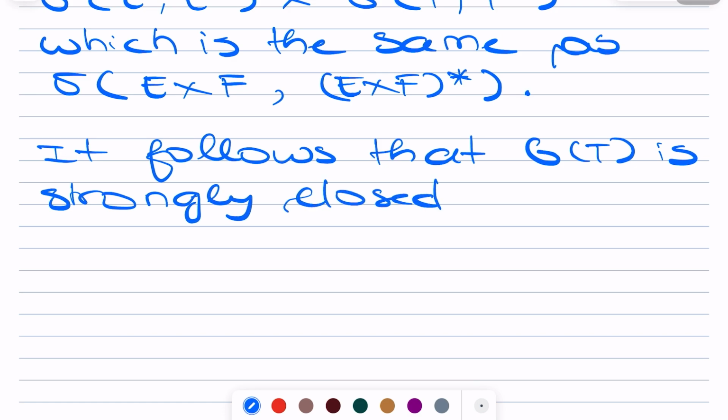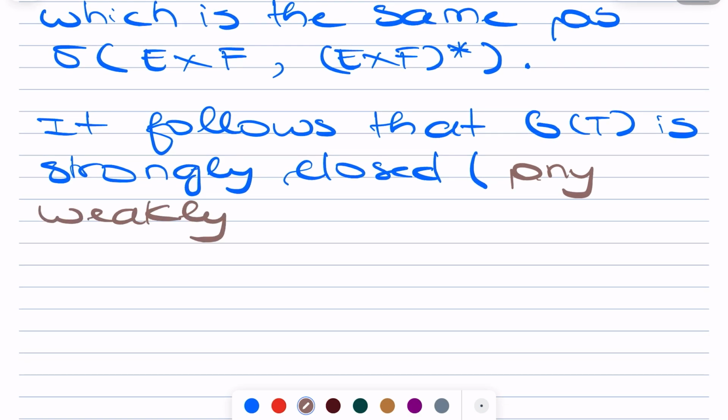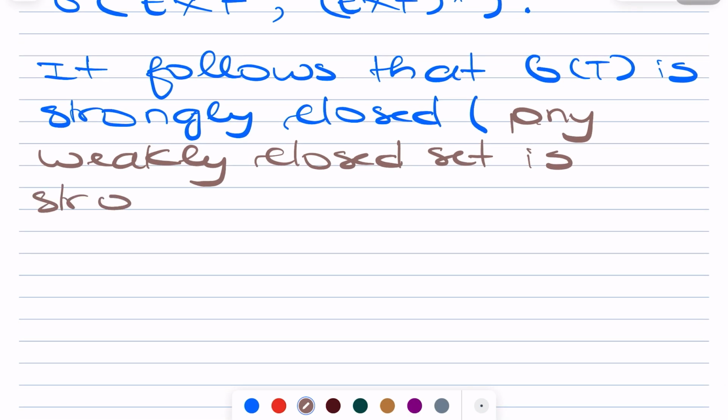because always remember that any weakly closed or open set is strongly closed or open. You should always keep in mind that the weak topology is coarser than the strong topology. Strongly closed. Because the graph of T is strongly closed, we conclude with the help of the closed graph theorem that T is strongly closed, because T is linear. That's why I said at the beginning that linearity is very important.